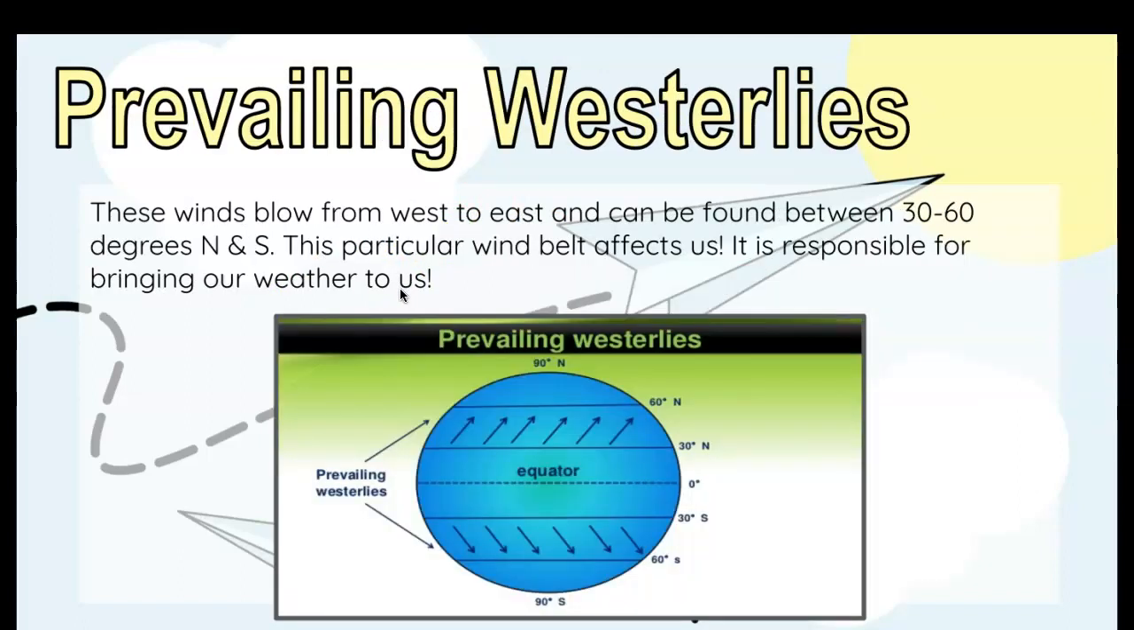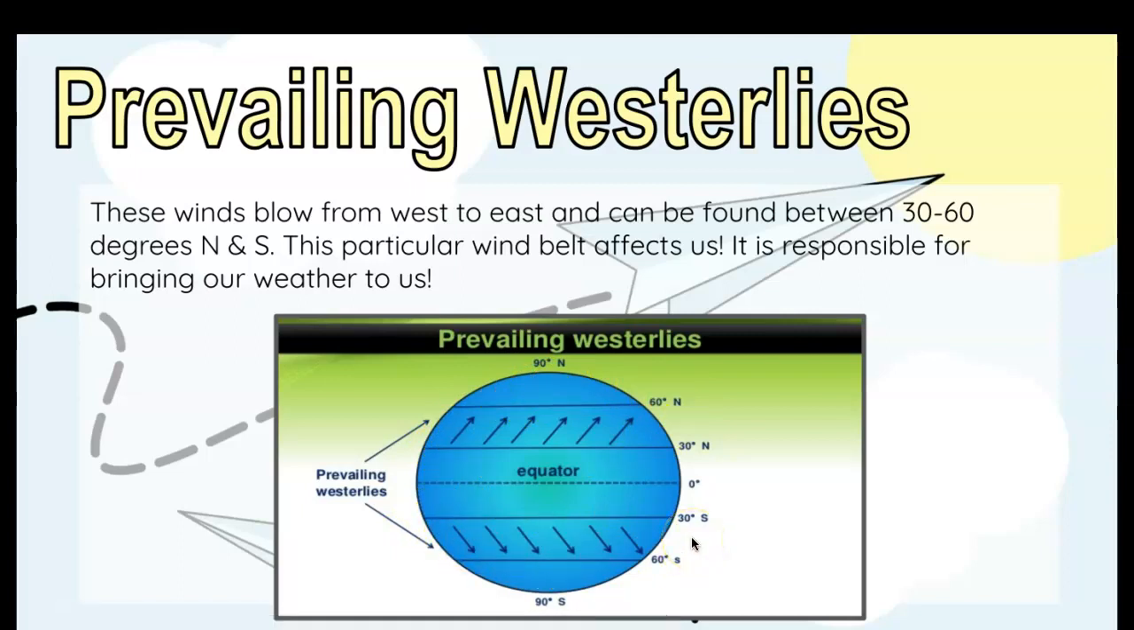Next are your prevailing westerlies. Since west is in the name, this wind blows from the west to the east. The prevailing westerlies are winds that can be found between 30 and 60 degrees, north and south. So you can find them right here, 30 to 60, and down here, 30 to 60, right? And it says they blow from west to east, so over here is west. So they blow from the west to the east. Same thing over here, from the west to the east.